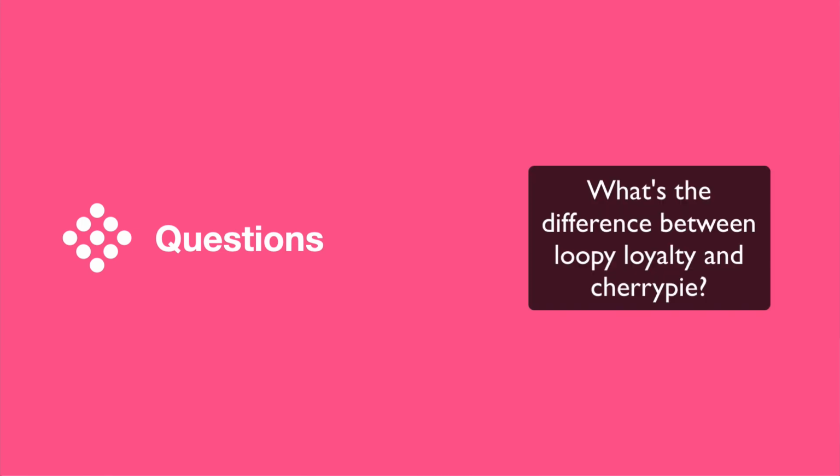What is the difference between, great question, what is the difference between Loopy Loyalty and Cherry Pie? So Loopy Loyalty is a product that is built using the PassKit API. It is specifically for digital stamp cards. So digital punch cards, maybe you call them punch cards in the US. Some people will call them stamp cards across different places. They are only for digital loyalty cards.